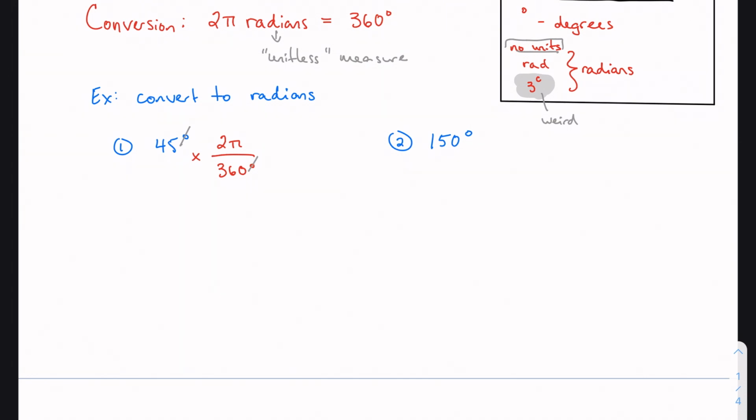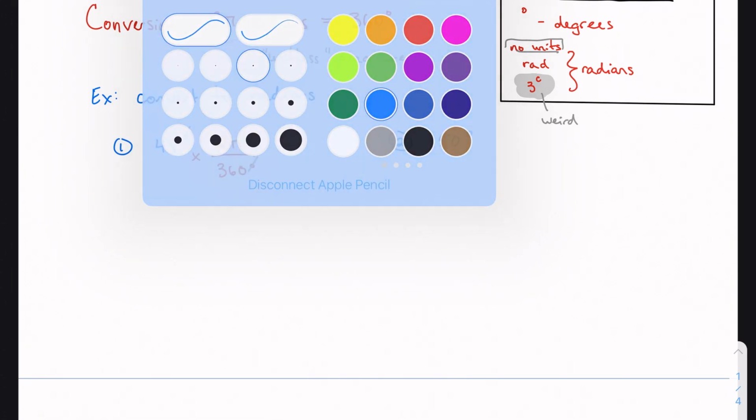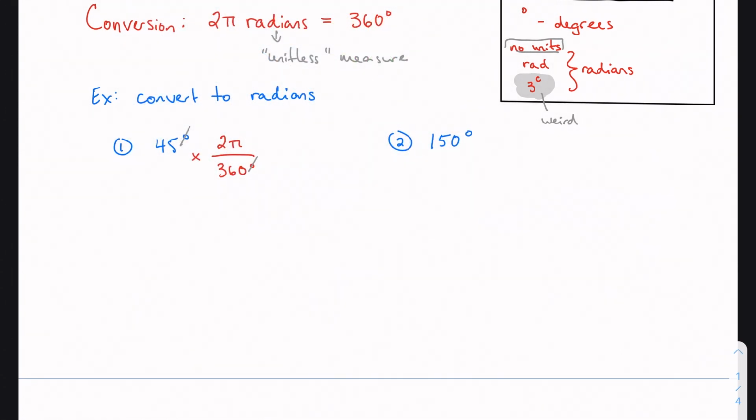I can go through and simplify this. I'm just going to use my calculator because I don't want to waste my time doing the mental math right now. Actually, this is one that I should really know, but just to make sure I'm doing this right. I multiply through, cancel out my degrees, and I get pi over 4. My 45 times 2 is 90, divided by 360 is 1/4.